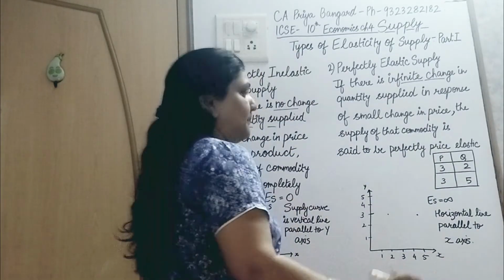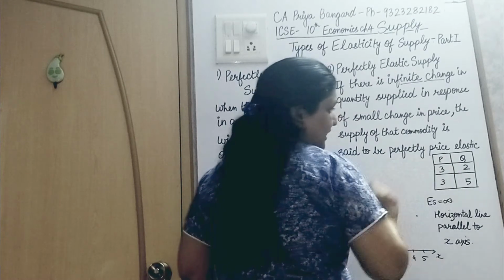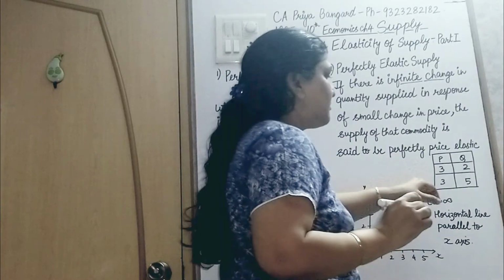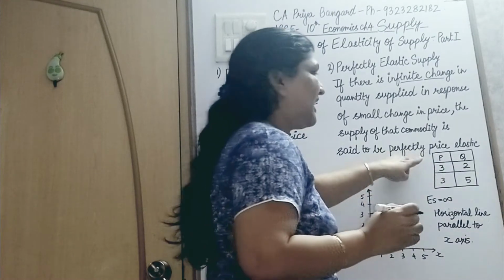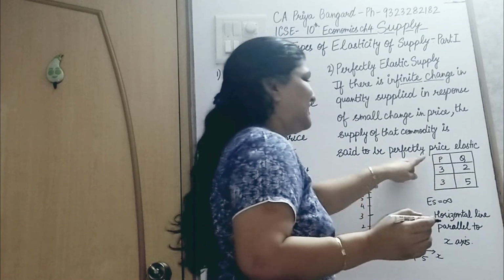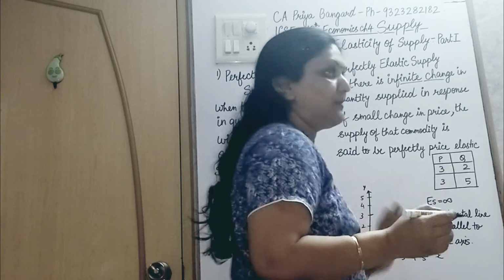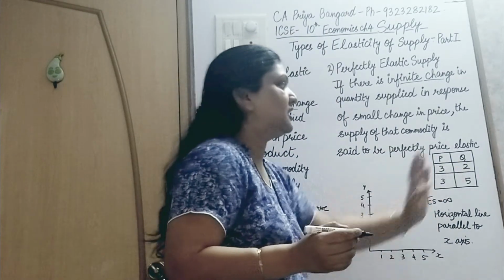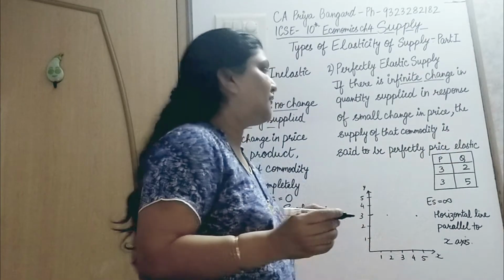the supply of that commodity is said to be perfectly price elastic. For example, price was 3 and the quantity supplied was 2 units. Price may be 3.01, so we are keeping it as 3 only. Very slight change in price. So quantity supplied 5. Now price is more or less the same only. Quantity supplied is from 2 to 5 units.